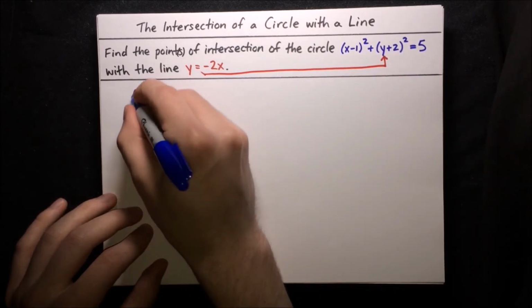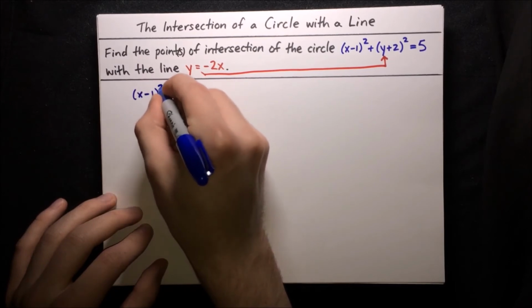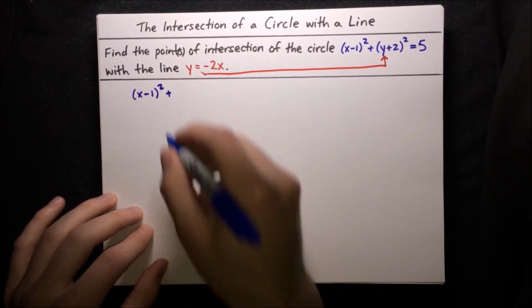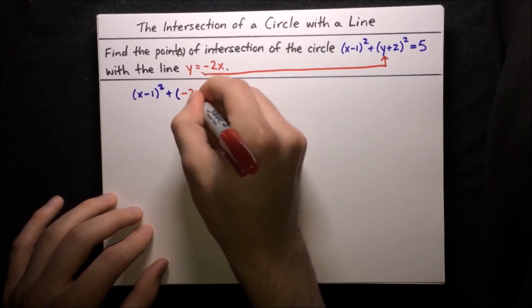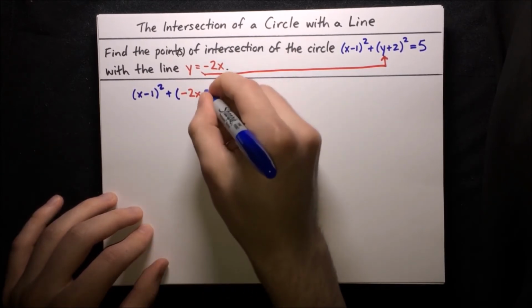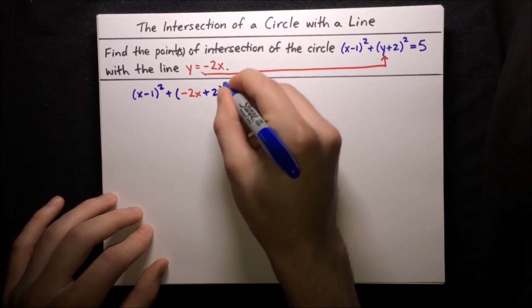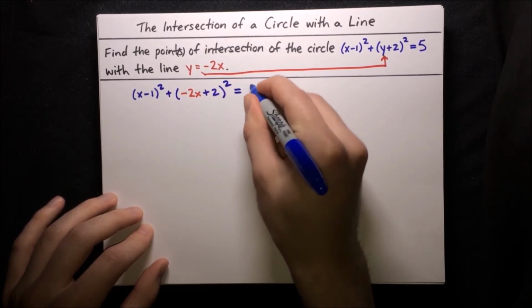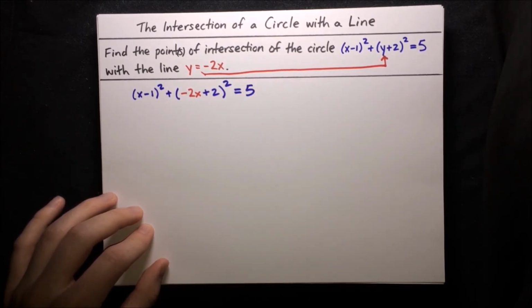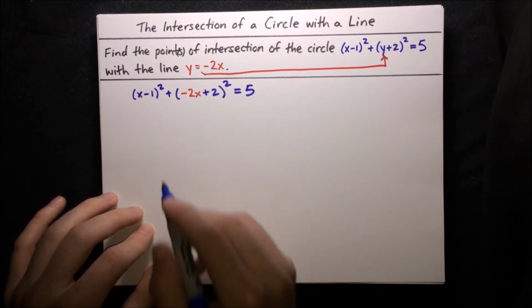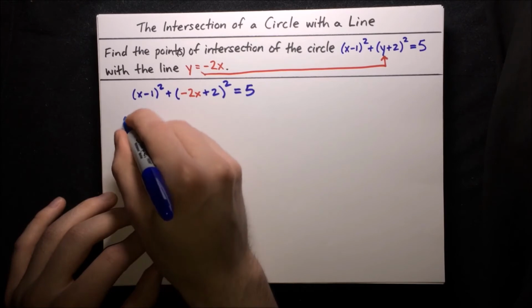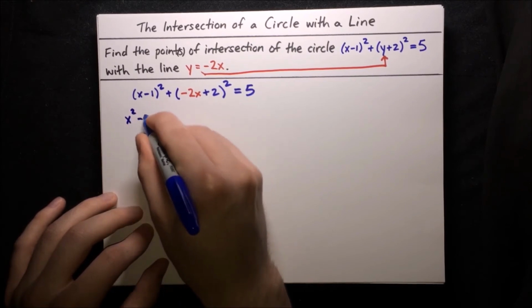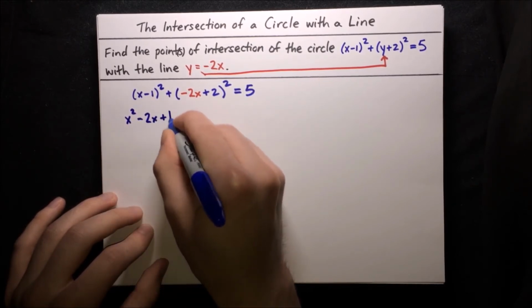Doing that, we get (x − 1)² + (y + 2)². Y is −2x, and then we've got our plus 2, and that's all squared, and that's equal to 5. And now we have an equation with just x, so we can solve it. So let's do that. (x − 1)² becomes x² − 2x + 1.